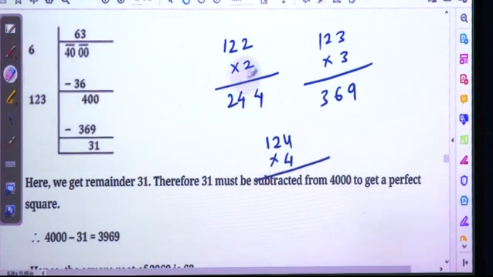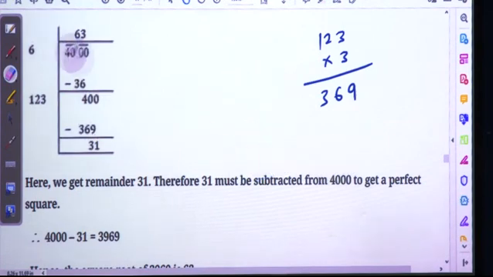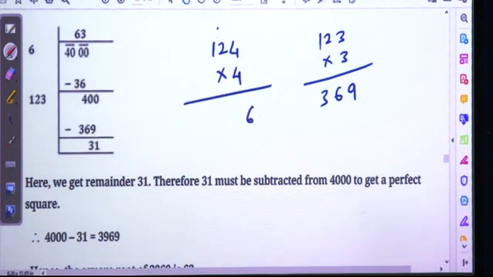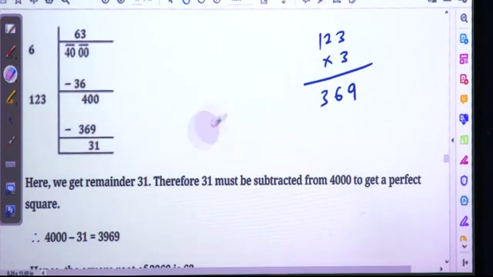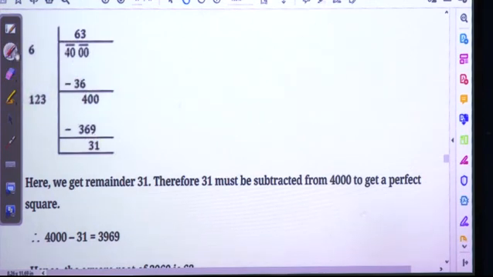Or we shall do one thing, we shall calculate here. We are attaching 4 multiplied by 4. 4 4s are 16, 4 2s are 8, plus 1 is 9, 4 1s are 4, 496, which is greater than 400. So we have to consider 123 times 3, and we are getting 369. So 400 minus 369, remainder is 31.